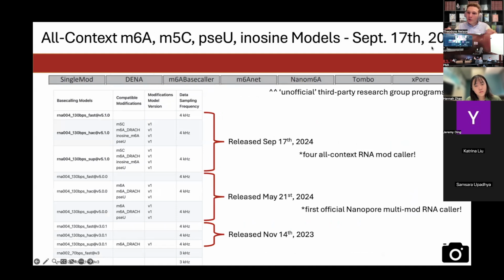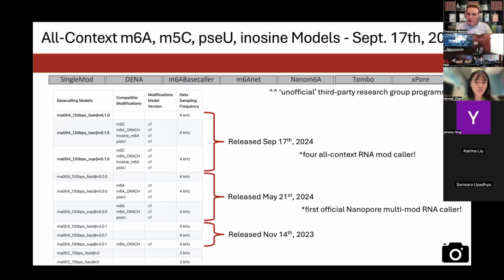but in addition to these more unofficial third-party research groups, more recently Nanopore has released their own models. The first m6A DRACH model, DRACH meaning that it predicts m6A within specific 5 nucleotide motifs, was released at the end of 2023. 2024 was very exciting because London Calling saw the release of the m6A all context model. That means it tries to predict m6A in every single context, and the pseudouridine model, which is another modification, also all context, looks at every single uridine and predicts on it.